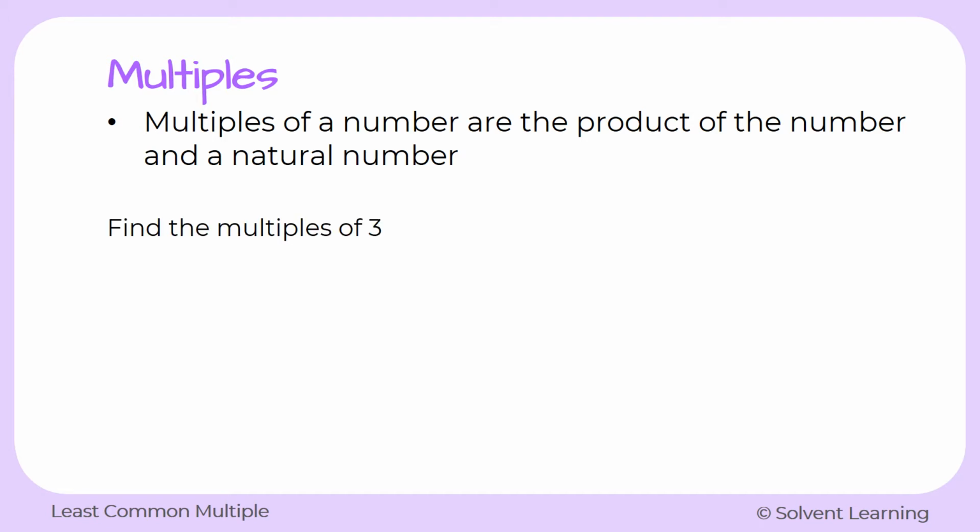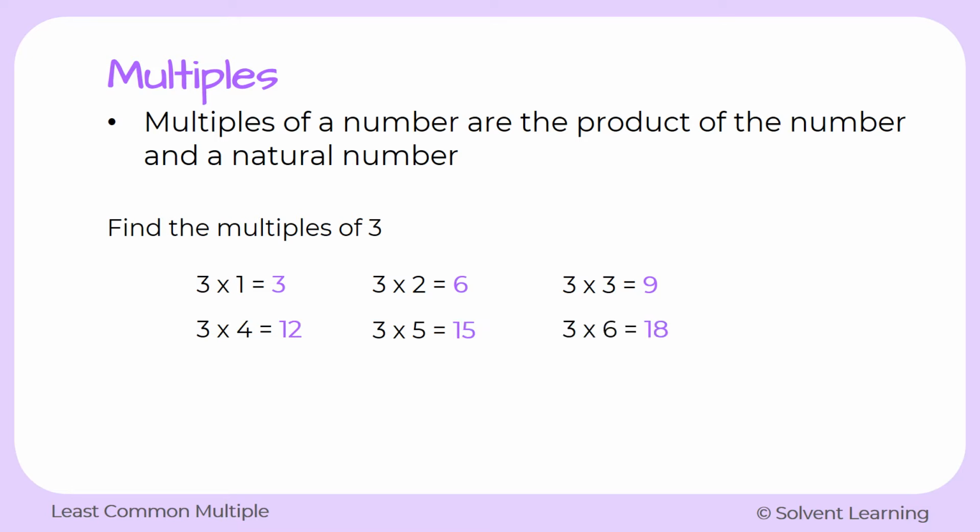So if we want to find the multiples of the number 3, then we're going to do 3 times 1, 3 times 2, 3 times 3, and we can go on and on. So that's one way of finding the multiples of a number. Another way is to start off with the number and then skip count by that number. So start off with 3 and keep adding 3. We end up with 3, add another 3 and get 6, add another 3 and get 9, 12, 15, 18, and we can go on for as long as we need to. Just keep adding 3 each time.